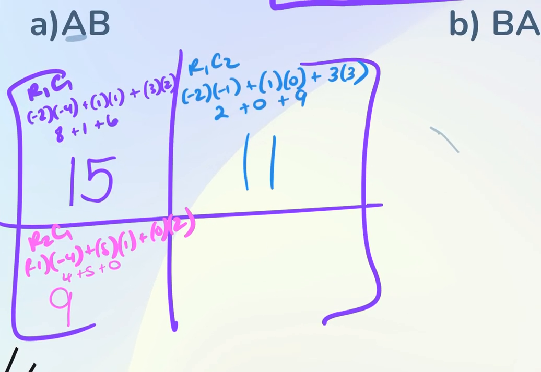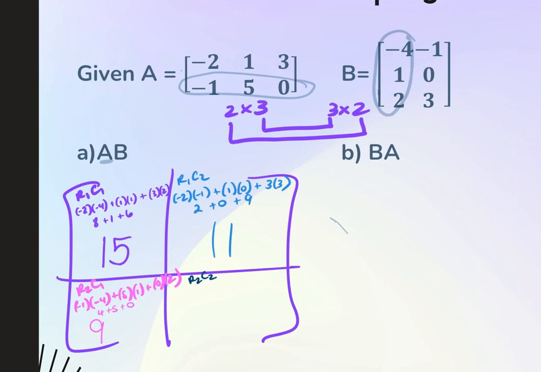And then I go to my last cell, which is row 2, column 2. So still row 2 from A, but now it's column 2 from B. So -1 times -1 plus 5 times 0 plus 0 times 3. And I get 1 plus 0 plus 0, which is 1.